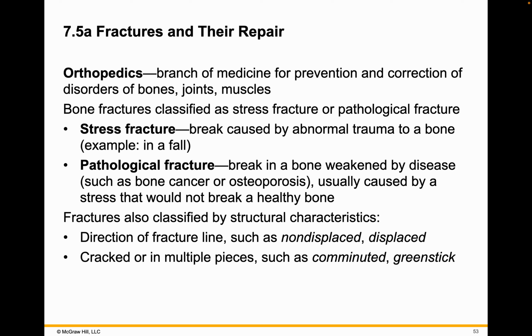Bone fractures are classified as stress or pathological fractures. A stress fracture is caused by abnormal trauma to a bone, such as a fall. A pathological fracture is a break in a bone that's been weakened by disease, such as bone cancer or osteoporosis, usually caused by stress that would not break a healthy bone normally. Fractures are also classified by their structural characteristics, the direction of the fracture line, non-displaced, displaced, cracked in multiple pieces, such as comminuted or greenstick.